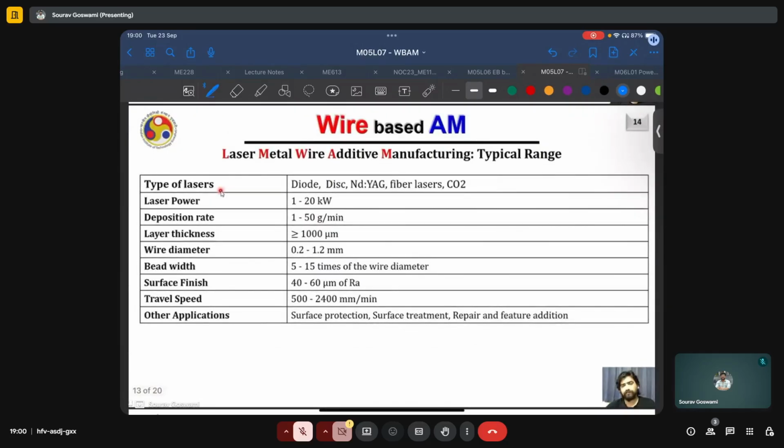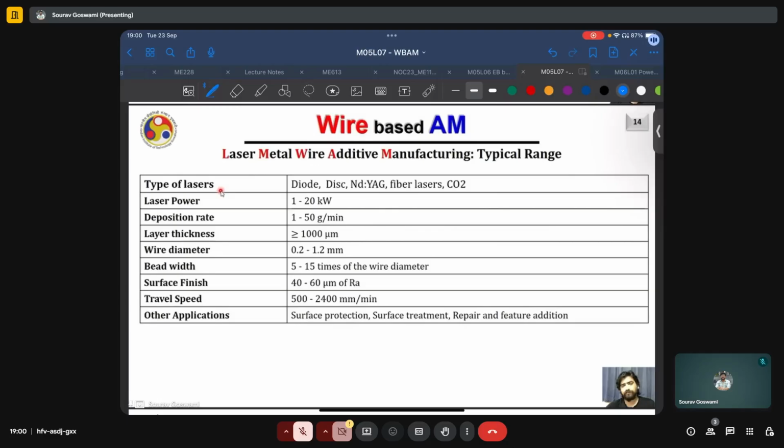In this slide, we have some typical numbers for the various variables used in a laser metal wire additive manufacturing process. The typical types of lasers that are used are solid state diode lasers, disk lasers, Nd:YAG lasers, fiber lasers, and CO2 lasers, even though they are mentioned here, they are not really used much with metals. In fact, they are more suitable for ceramics.